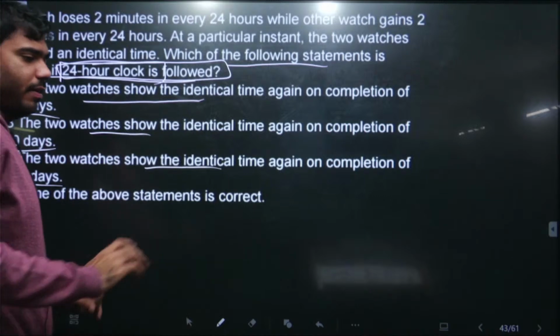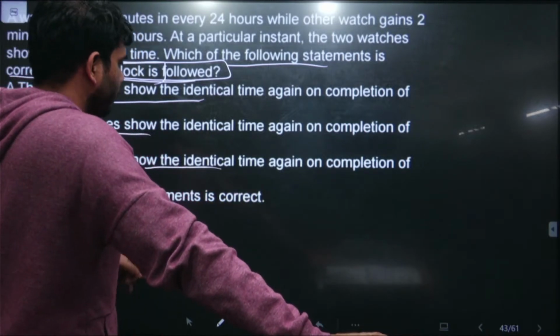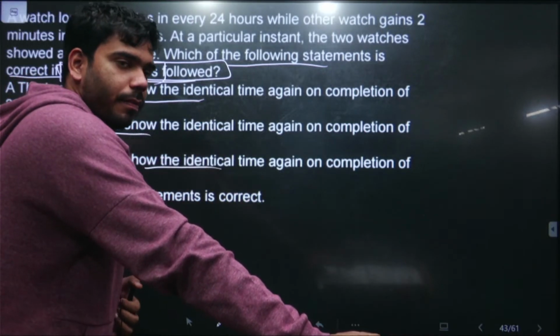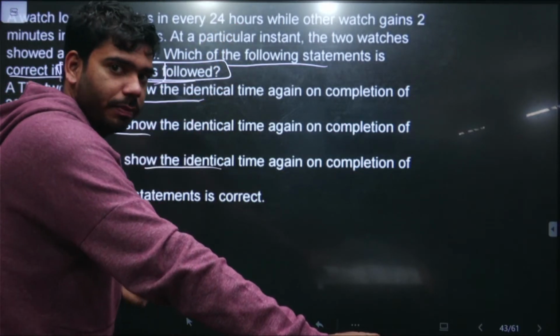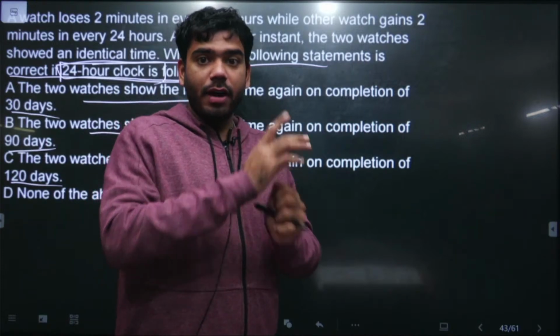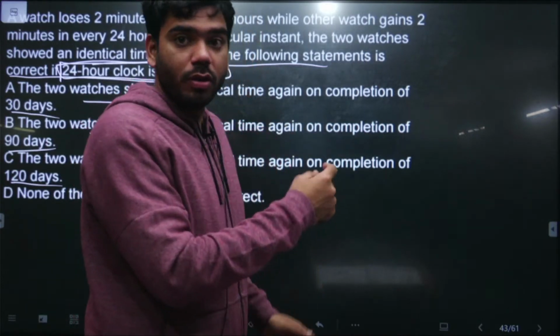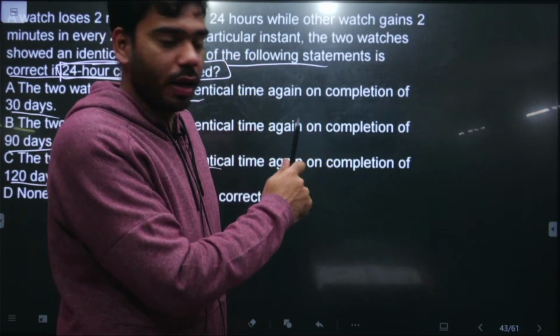So the question is very simple. Don't get confused or boggled down by the magnitude of the question. The question is saying if we have a 24-hour clock. This is not a 12-hour clock. This is a 24-hour clock.